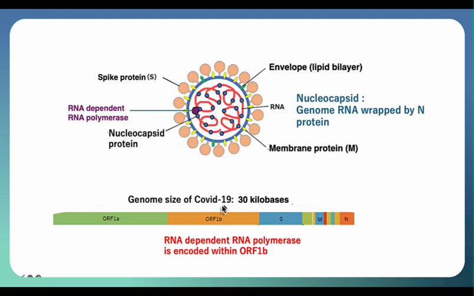This is the genome structure of COVID-19, a recently prevalent type of coronavirus. The ORF1b region encodes the RNA-dependent RNA polymerase. Additionally, the S protein, M protein, N protein, and others are coded on this genome.